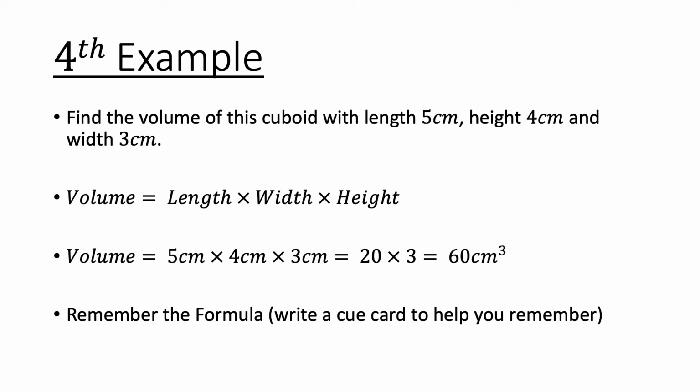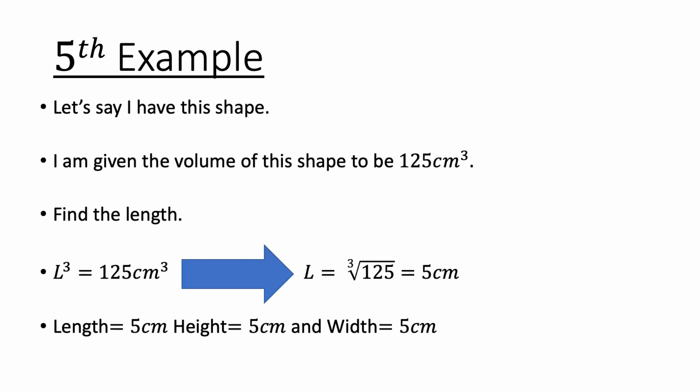For the example, find the volume of this cuboid with length 5, height of 4, and width of 3. So volume is length times width times height. So 5 times 4 times 3. 5 times 4 is 20, times 3 is equal to 60. So 60 centimeters cubed is my answer, guys. Remember the formula. It might be worth writing a cue card for this formula to remember it.